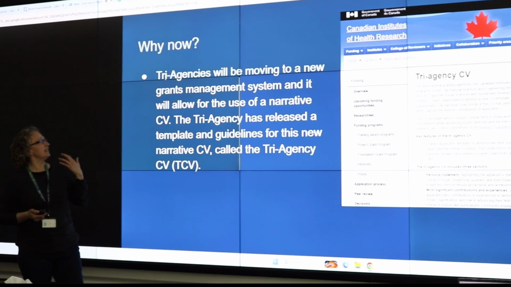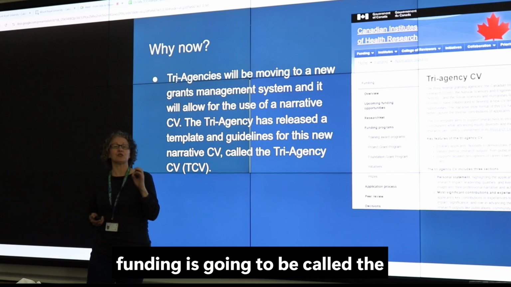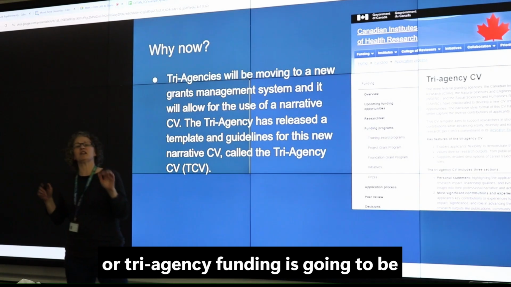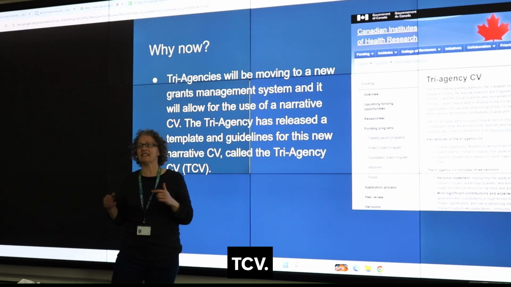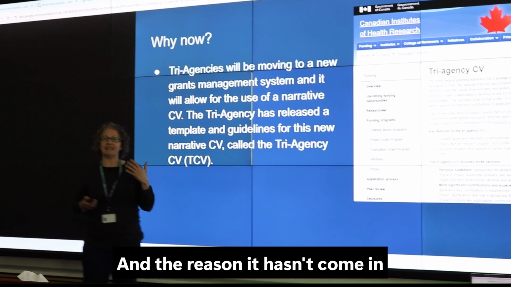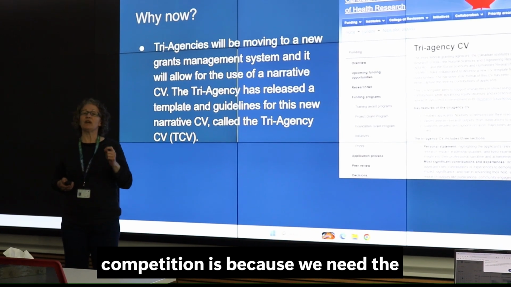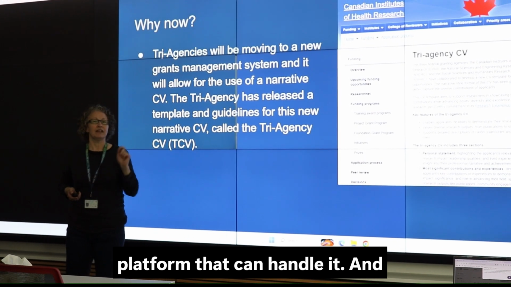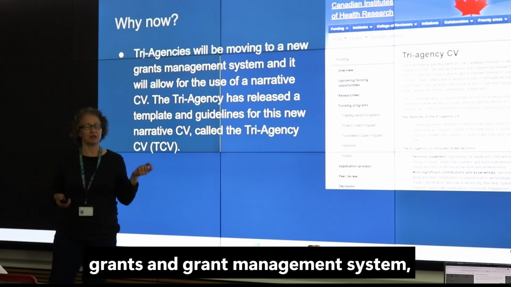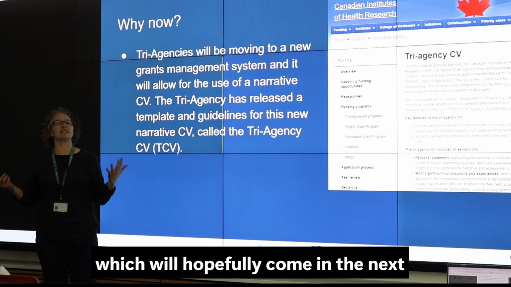The narrative CV for tri-agency funding is going to be called the tri-agency CV, or the TCV. The reason it hasn't come in now, except for specific funding competitions, is because we need a platform that can handle it. That new platform is going to be the new grants management system, which will hopefully come in the next couple of years.